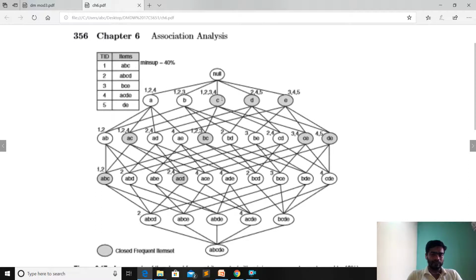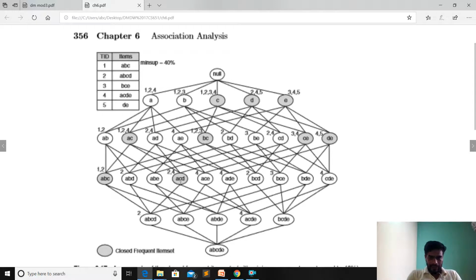Why is this a closed frequent item set? Because here it has occurred in 4 transactions and here it has occurred in 3 or 2 transactions. So C is a closed frequent item set. Similarly, take D, which has occurred in 3 transactions, but its immediate supersets, wherever they occur, have 2 transactions, here also 2, here also 2, so D is also a closed frequent item set.